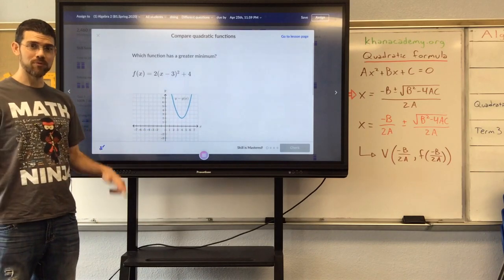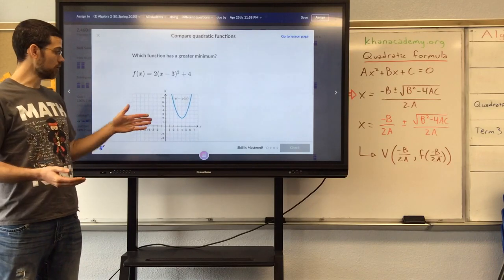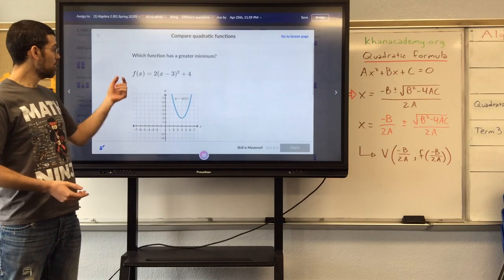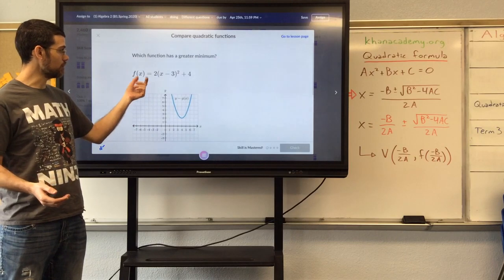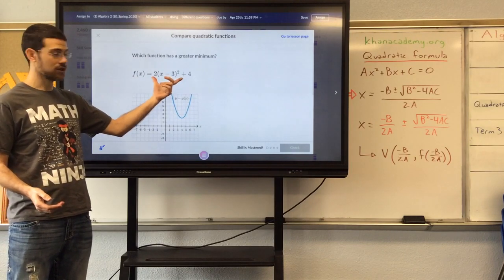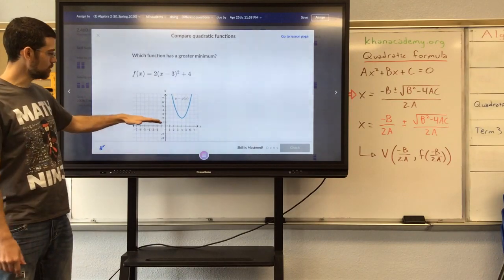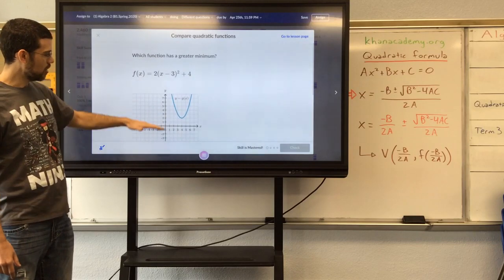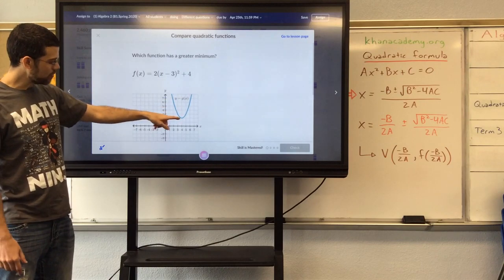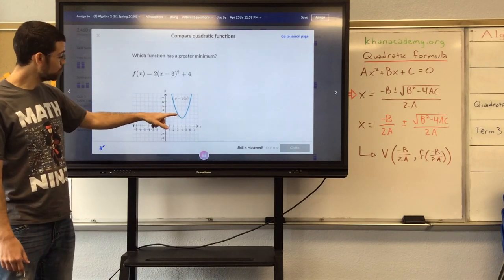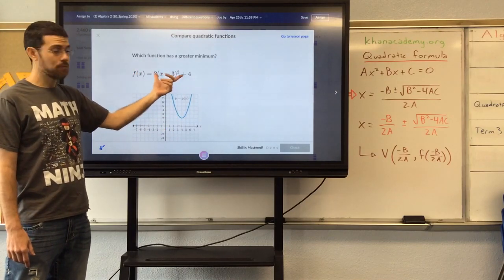A greater minimum. So the value of the function is the y coordinate on the graph, or it's the number f of x, whatever that is, when you enter a certain x value into the expression that gives you that y value. Okay, so a greater minimum, that is which one is higher in the y direction. So this one's minimum value is at positive 2, right here. So then we have to look and figure out what is the minimum value of this function.